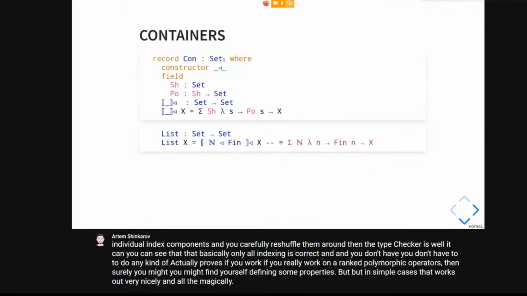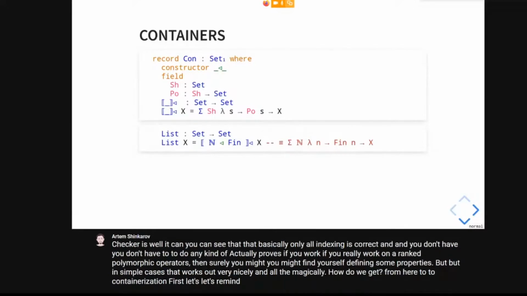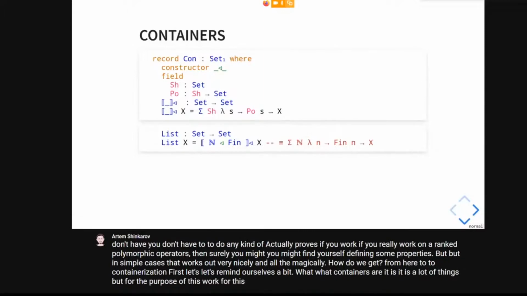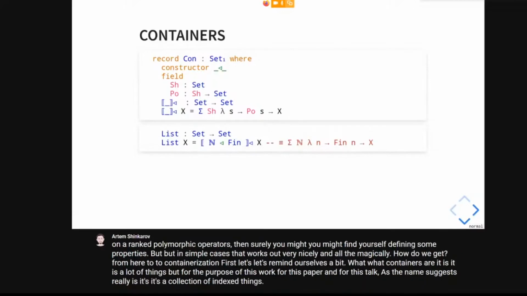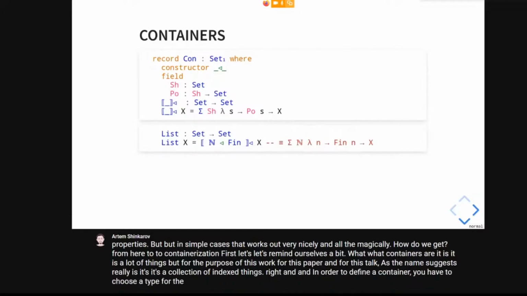And then how do we get from here to containerization? First, let's remind ourselves a bit what containers are. It is a lot of things, but for the purpose of this paper and this talk, as the name suggests, it's a collection of indexed things, right? In order to define a container, you have to choose a type for the shape, and you have to choose a position, which is a shape-indexed family of types, right?